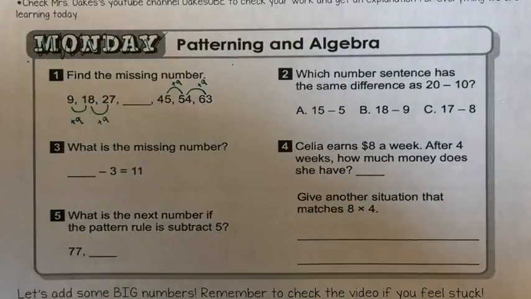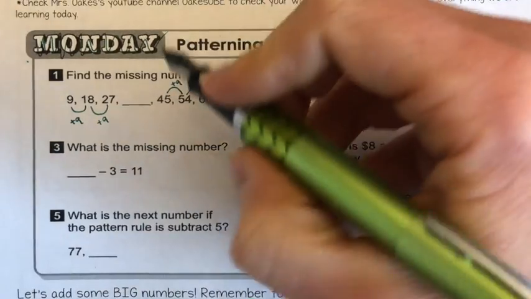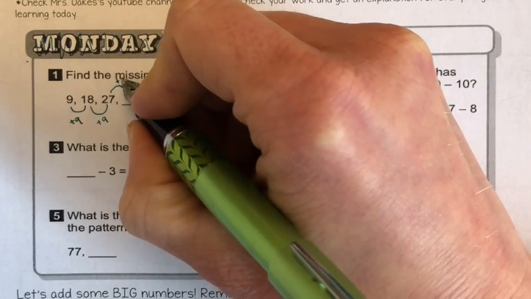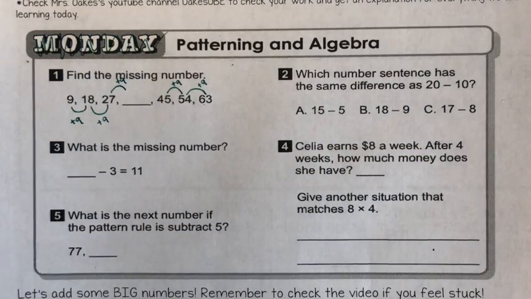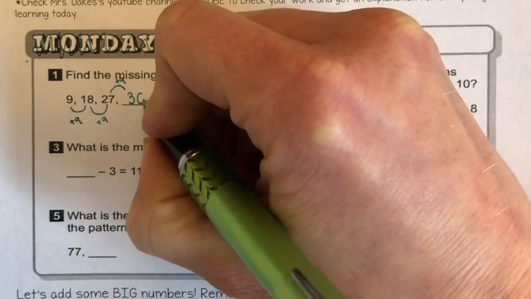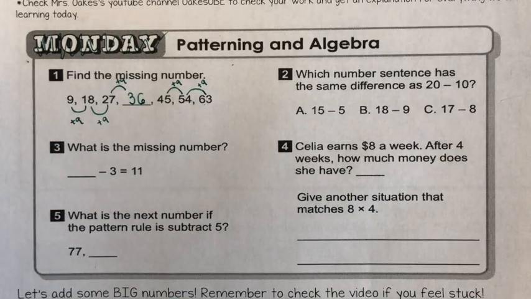So all I'm going to do is add 9 here. So 27 add 9. Okay, so 27 add 10, 27 plus 10 is 37. Plus 9 is 1 less than that. So it's going to be 36. Okay, on to the next one.